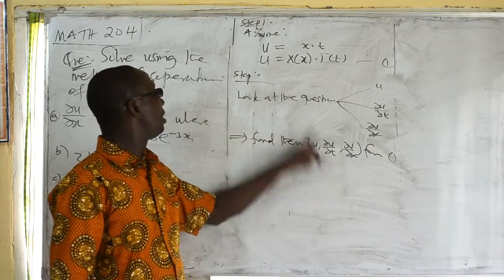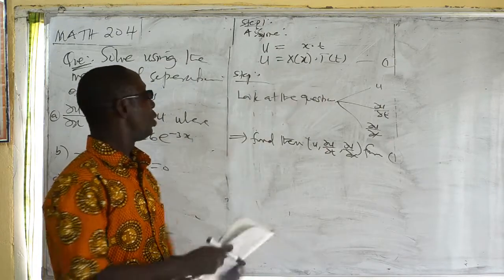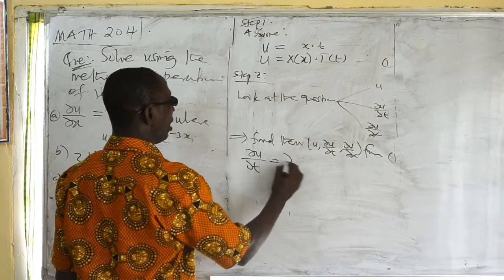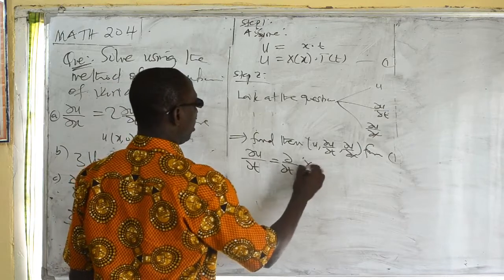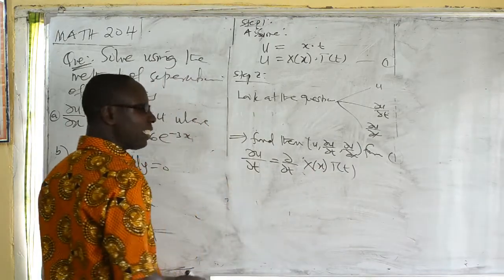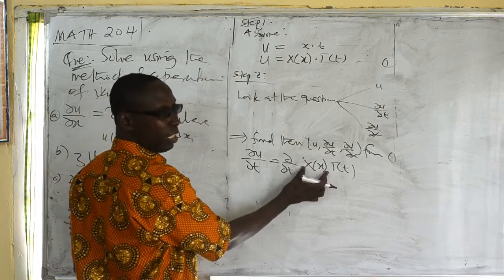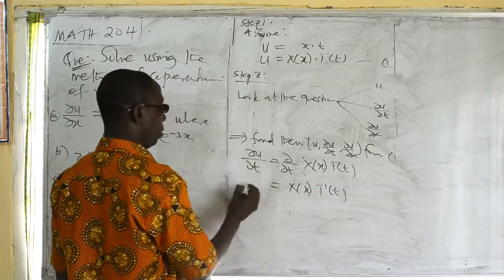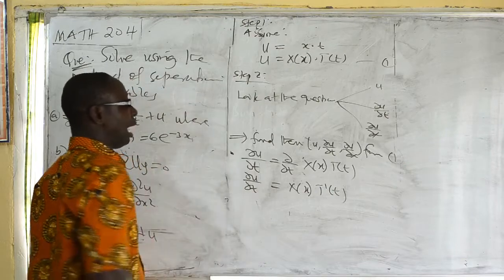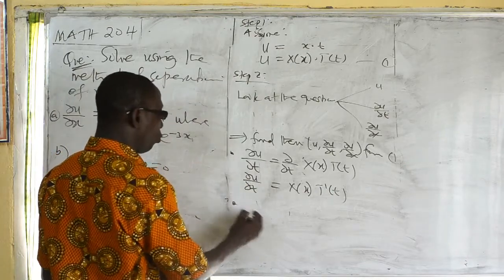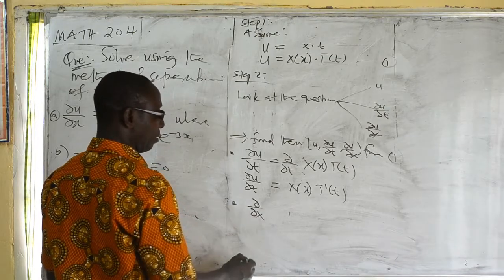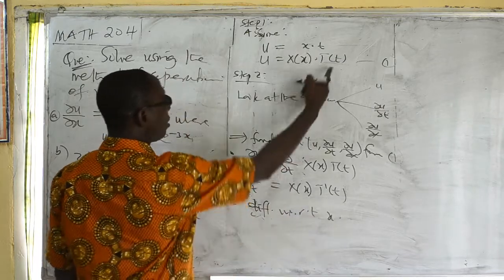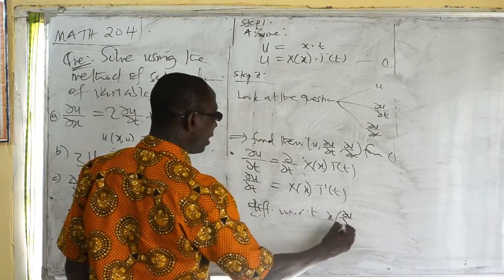Find u with respect to t. U is here, so let us differentiate this with respect to t. This is step 2, that's what we are doing. If I'm differentiating with respect to t, there's no t in X(x). So this one will come back here. So this will give me X(x) T'(t). So I'm done with du/dt. Then we also do d with respect to x. Du over dx, that's what we are looking for.